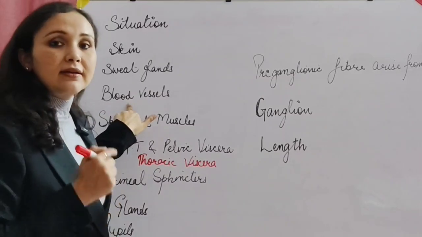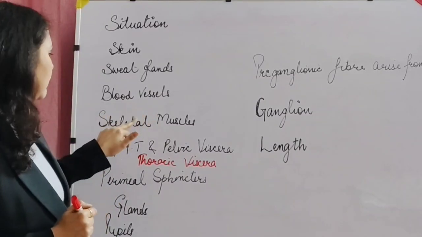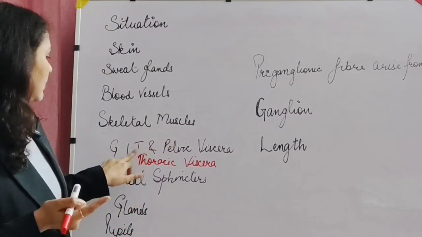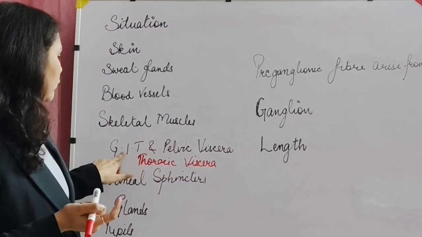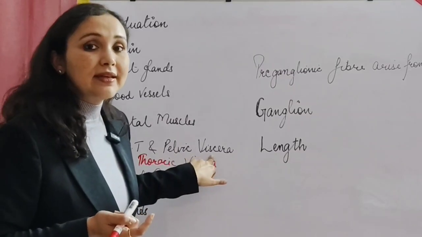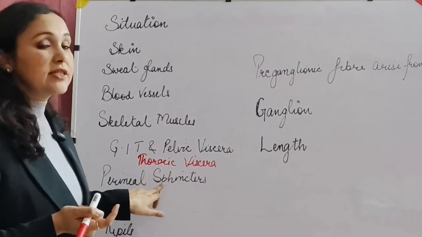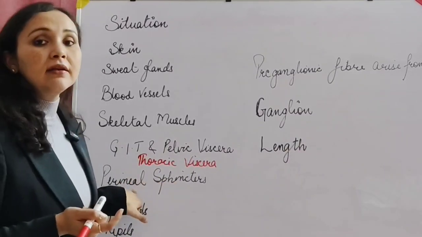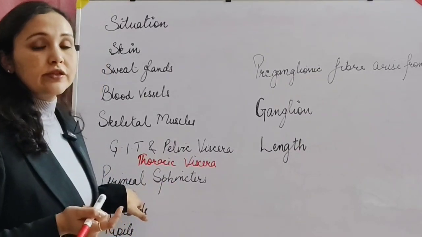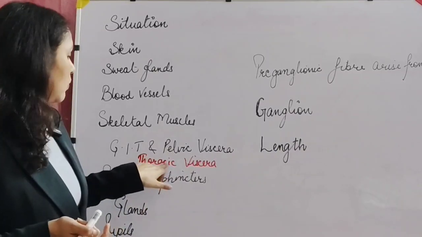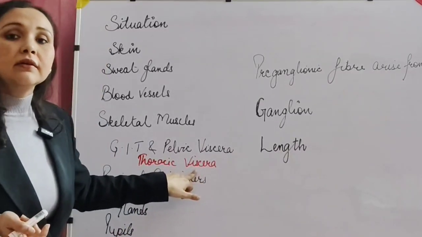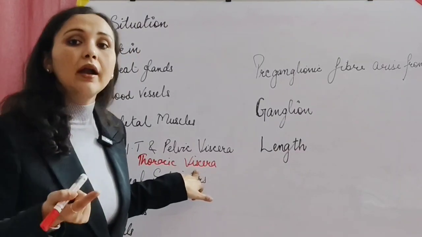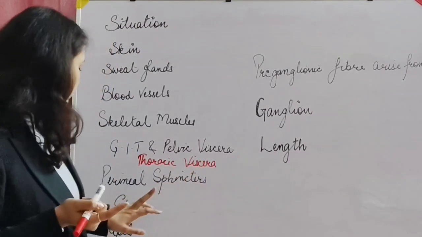The blood vessels are constricted, so there is an increase in the blood pressure. There is more blood flow to the skeletal muscles. As I already told you, the blood flow to the GIT and the pelvic viscera is decreased. And what about the sphincters? There are the anal sphincter and the urinary sphincters. These sphincters are constricted, they are closed, so there is no micturition and defecation. What about the thoracic viscera? There is increased activity, so that means there is an increase in the heart rate and the blood pressure.